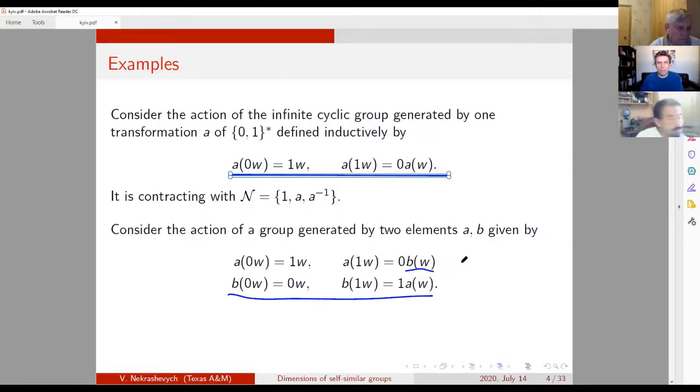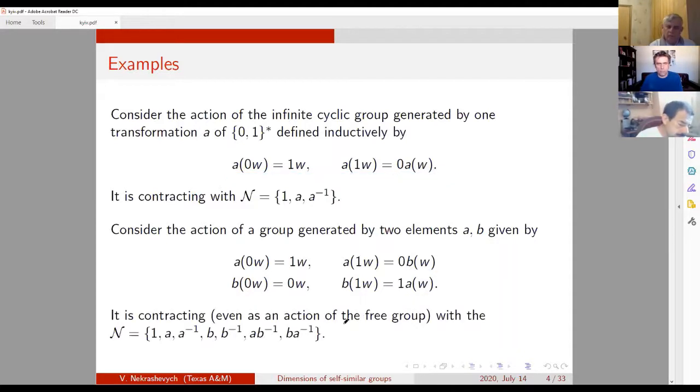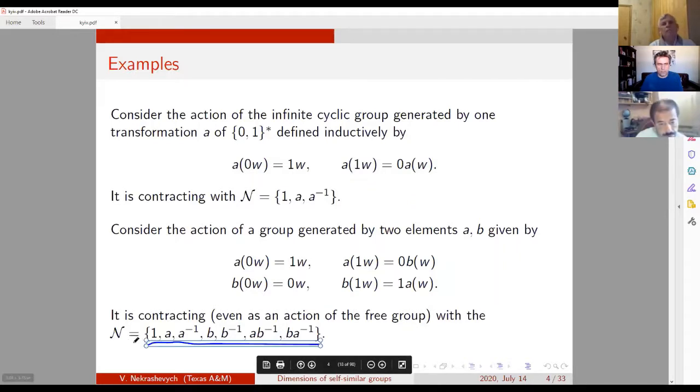And one of the goals of this talk is to show how contracting self-similar groups can be stratified by some dimension. So this group is also contracting, and the nucleus is this set of 7 elements: 1, A, A inverse, B, B inverse, AB inverse, BA inverse.